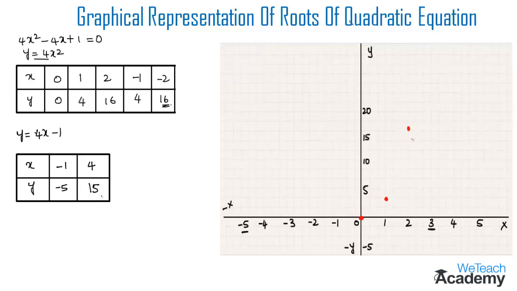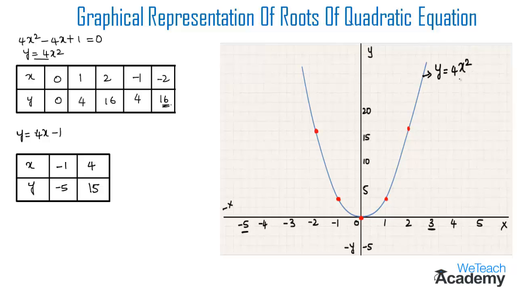Then we have the next ordered pair as -1, 4. So it is a point over here. Then we have the next ordered pair as -2, 16. So let us mark a point for the ordered pair -2, 16 here on the graph sheet. So by joining points we get a parabola for the equation y is equal to 4x square.